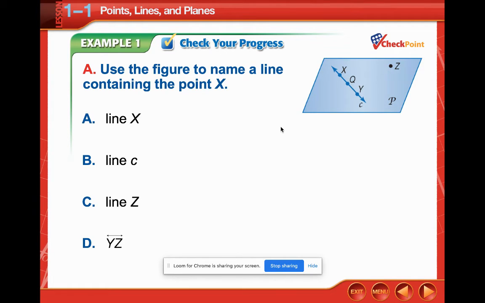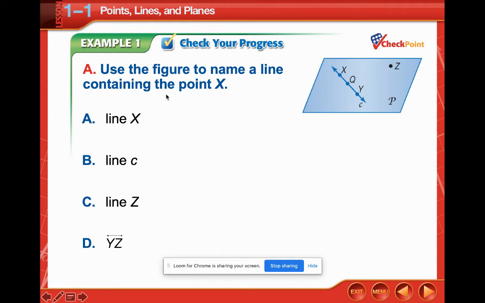But I'm going to go ahead and explain how to solve it, okay? So the question says, use the figure to name a line containing the point X, all right? So name a line containing the point X. So here is the line, okay? So remember, there's 2 ways to name a line here. You can name the line with a lowercase letter written in script, okay? Like C down here, okay? Or you could use 2 points in the line. So like X and Q, Q and Y, Y and X.